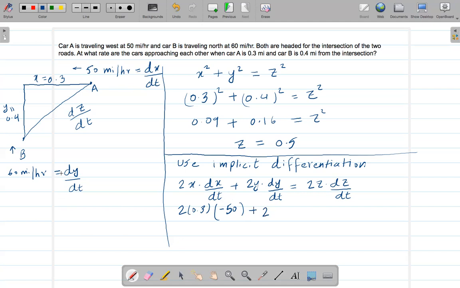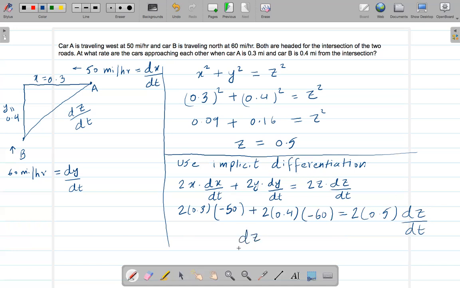Similarly, y is 0.4, and dy over dt, since this length is also decreasing, is negative 60, equals 2z, where we got the z value of 0.5, times dz over dt, which is what we need to find. I'm not going to do the calculation part. You can do it by yourself. You have all the numbers, and there is just this one thing missing.